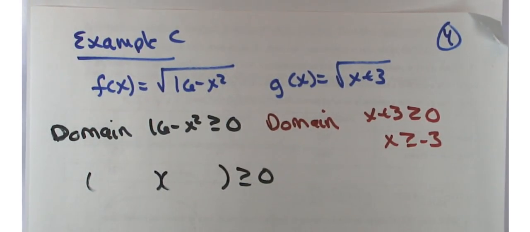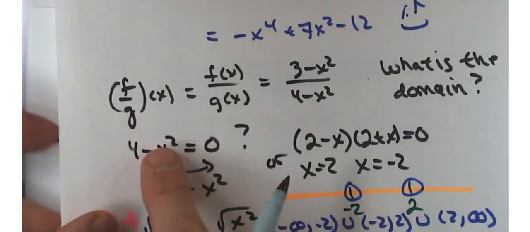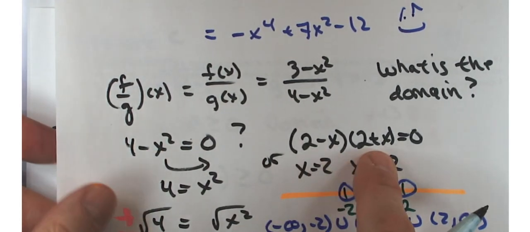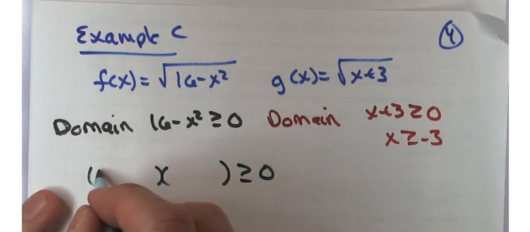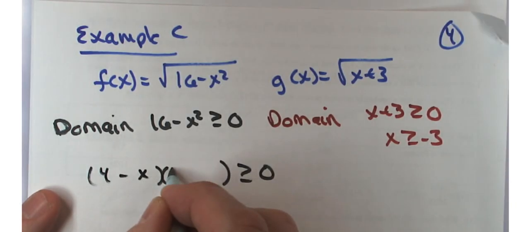How would this factor? We did one like just a minute ago. The 4 minus x squared was 2 minus x and 2 plus x. How about this one? How's that factor? 4? All right, so 4 minus x and 4 plus x, right?